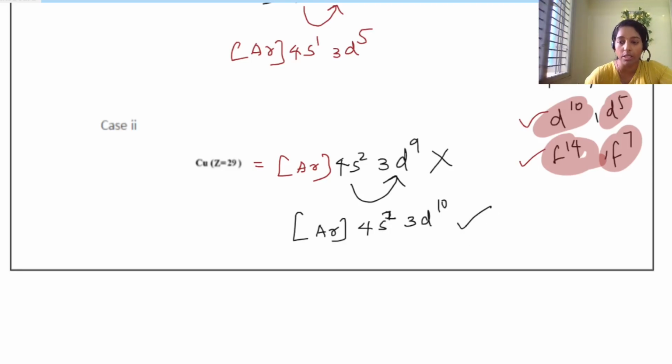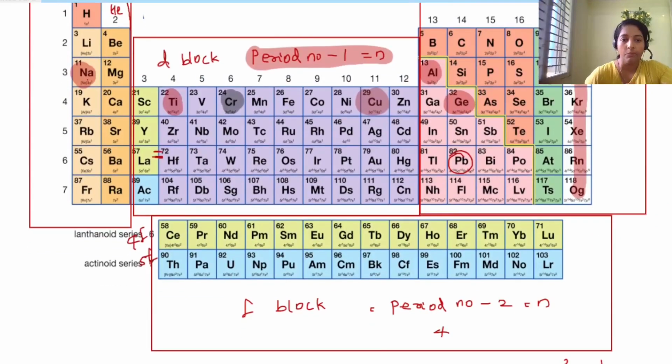This is what you mean by anomalous configuration, right? Not normal. So this anomalous configuration you can see here. There is no d4 configuration, clear? There is no d4 configuration. Only d5: 4s2 3d4 is not there, but 4s1 3d5. Similarly, 4s2 3d9 is not there, d9 is not there. One electron will jump to this one.